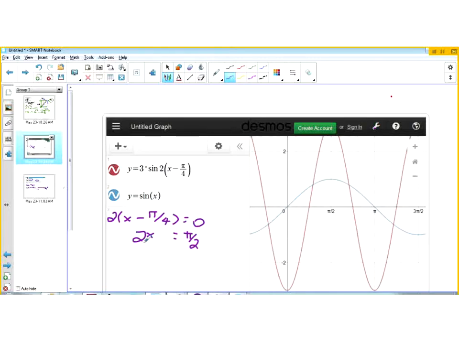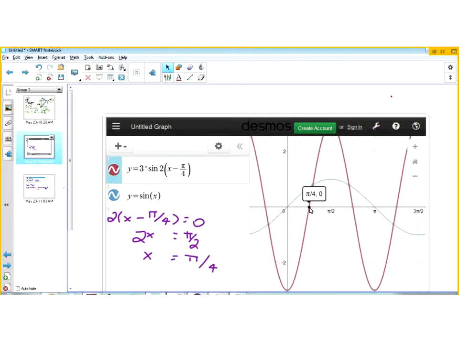I forgot my 2. I'm making the same mistakes my students make. Okay, so 2x is equal to pi halves. So x is equal to pi fourths. That would be the start of the period. Yeah, so the period would have to start at the x-intercept. So right there. I thought something was kind of strange there. It's self-correcting. So pi fourths, 0. That's the start of the period right there.